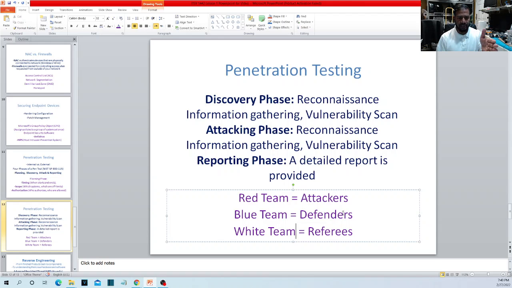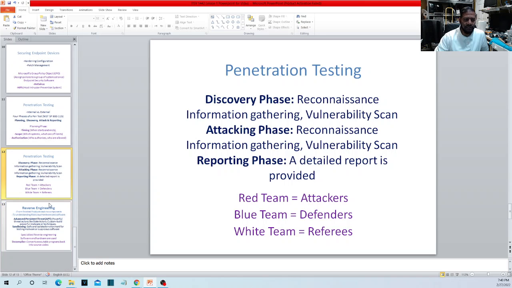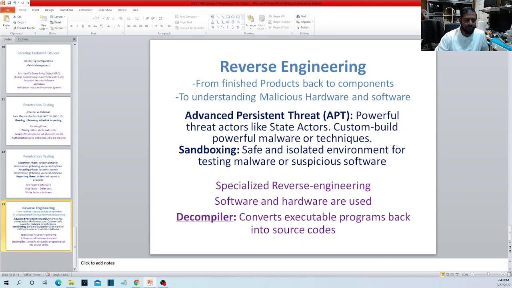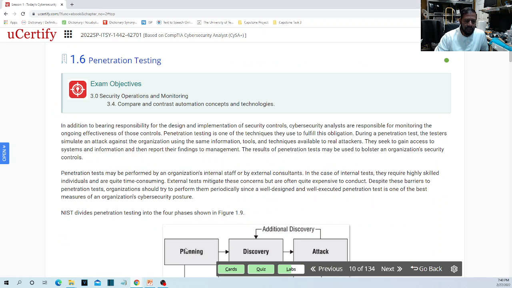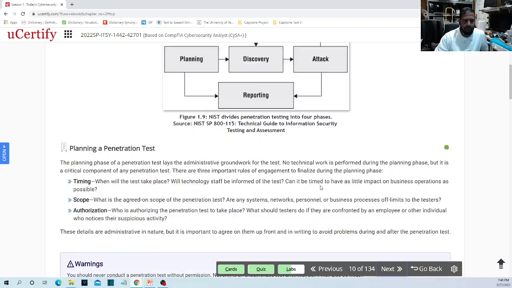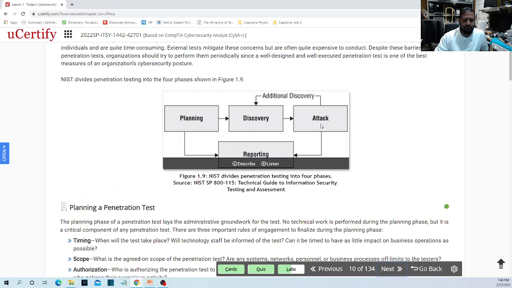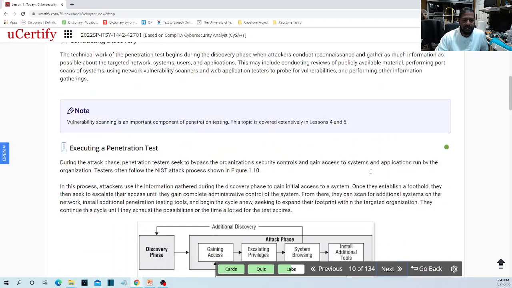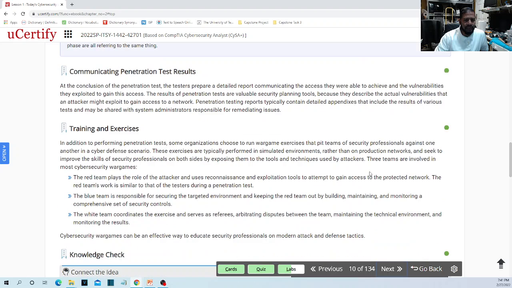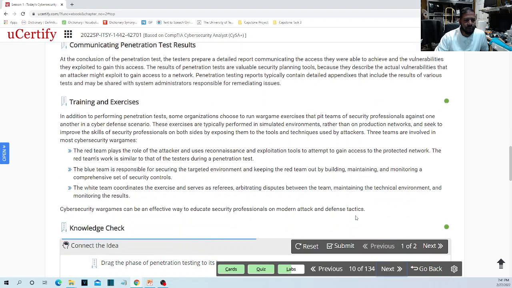This team has the right to do that. This other team, no, you don't have the right to do that." So the referee are the white team, okay? The management, particularly whoever holds the management role for the penetration testing. Okay, now let's look at the chapter right here. So here are the four phases: planning, discovery, attack, and reporting. And at the end, you will be doing your red team, blue team, done, go next.